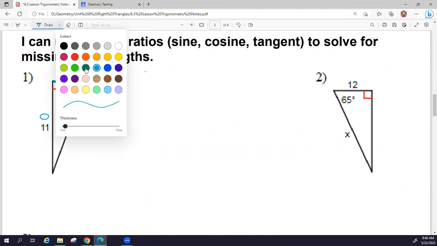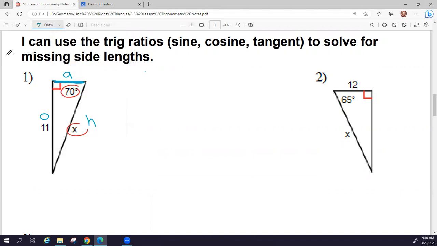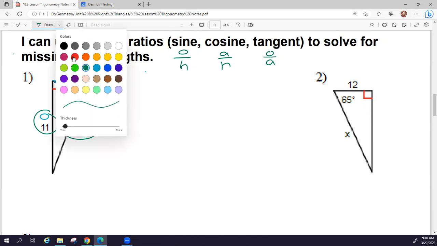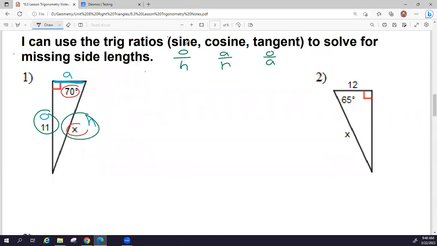And so we're not told what function we should be thinking about. What we need to do is pick which one. Sine, which is O over H, cosine, which is A over H, tangent, which is O over A. Our opposite side is 11, and our hypotenuse is the side we're looking to find out how long it is. And so O and H tells us we can use a sine ratio.